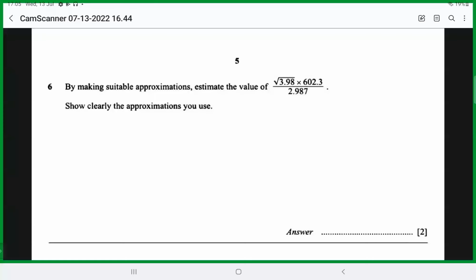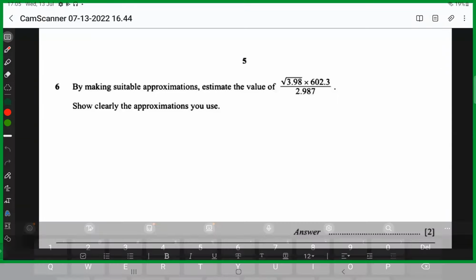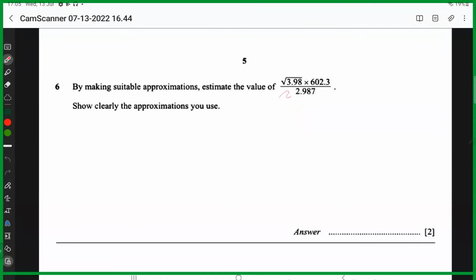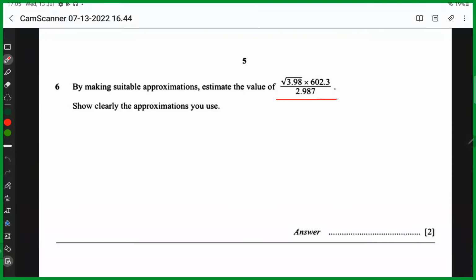Okay, let's talk about the sixth question from this past paper. It says, by making suitable approximations, estimate the value of this thing. We need to estimate the value of this thing by making suitable approximations. Show clearly the approximations you use. Now, I have been telling you guys already, this question is totally up to you.